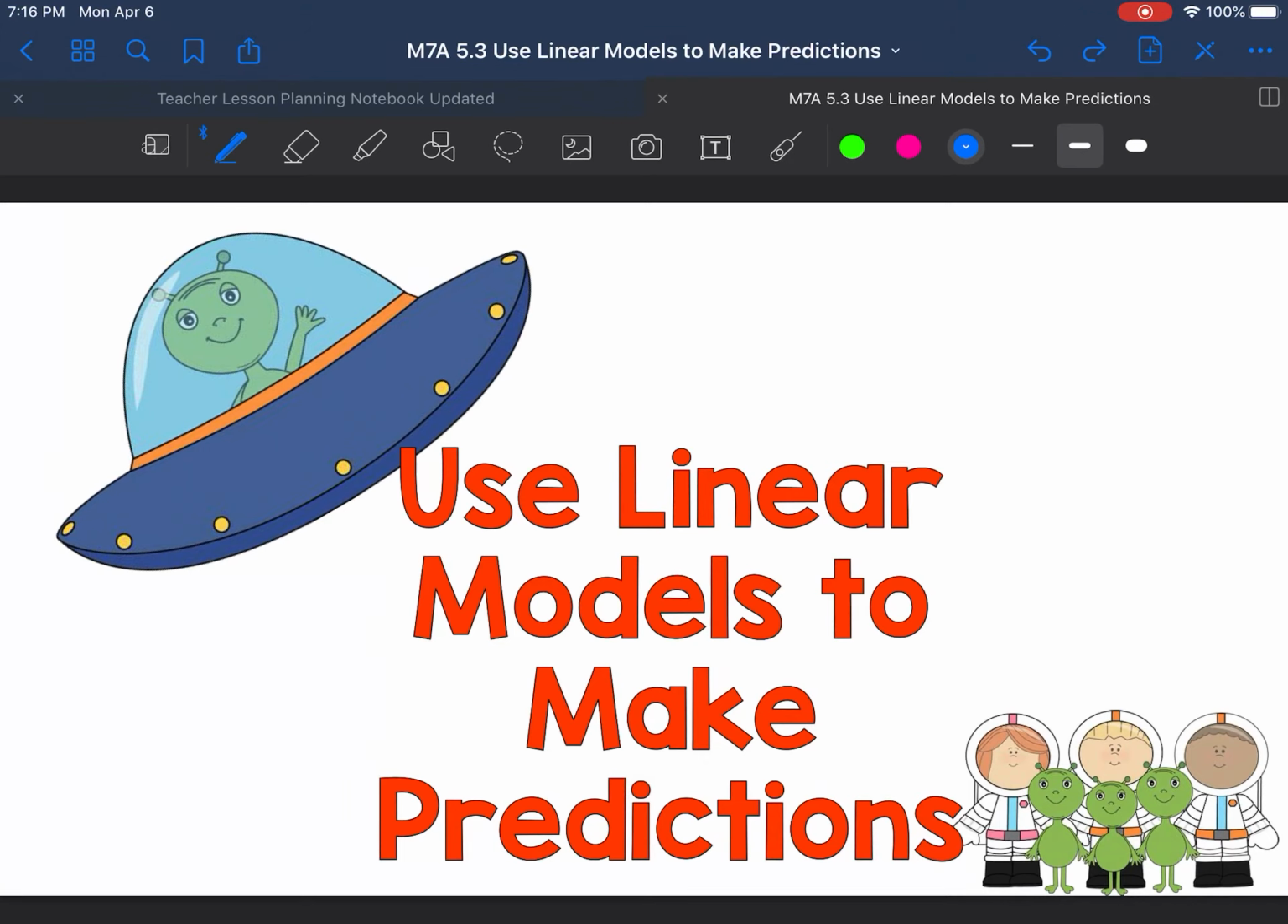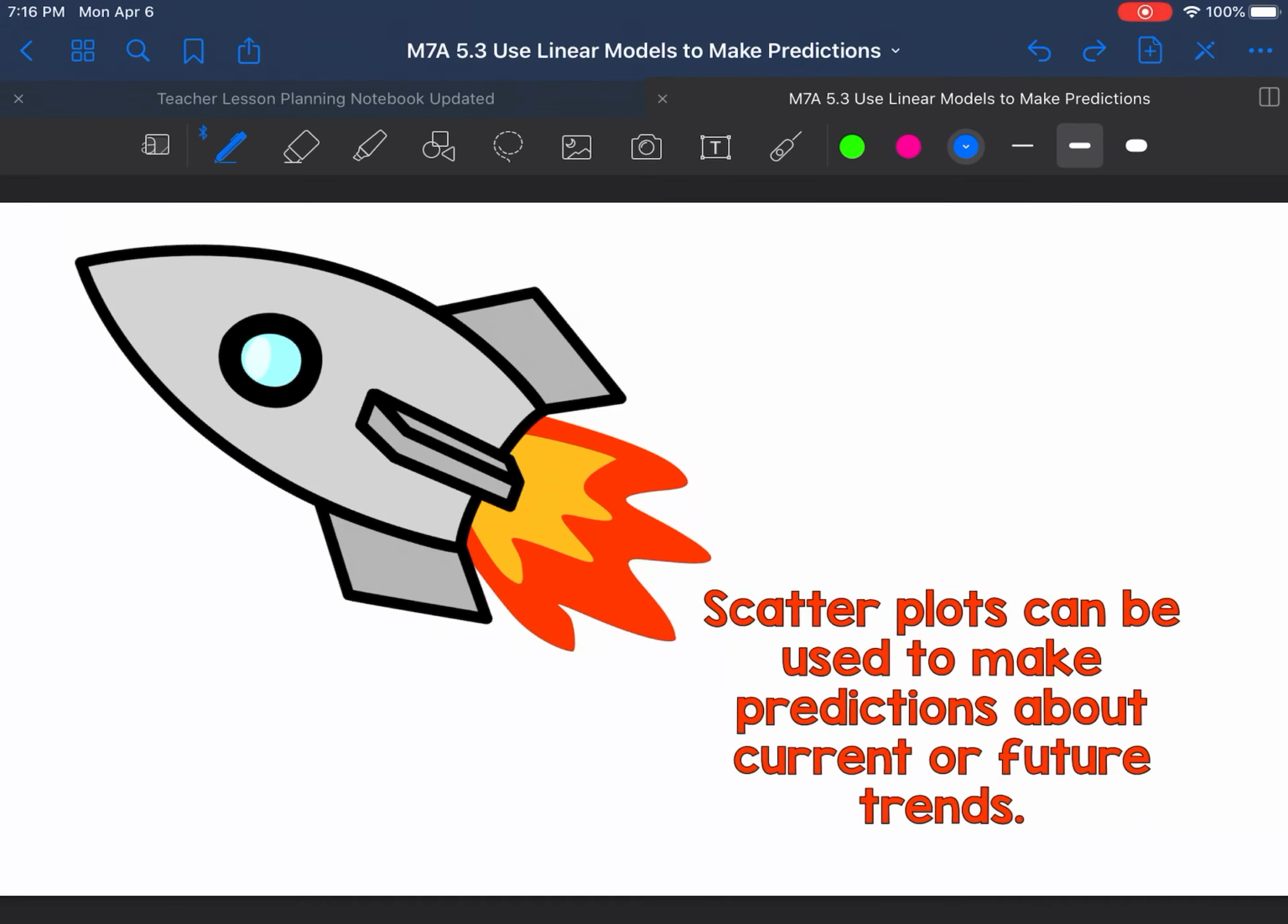All right, we're back with lesson 3. Today we're going to talk about using linear models to make predictions. This is such a cool lesson to me because I love that we can use these scatter plots to make predictions about current or future trends.